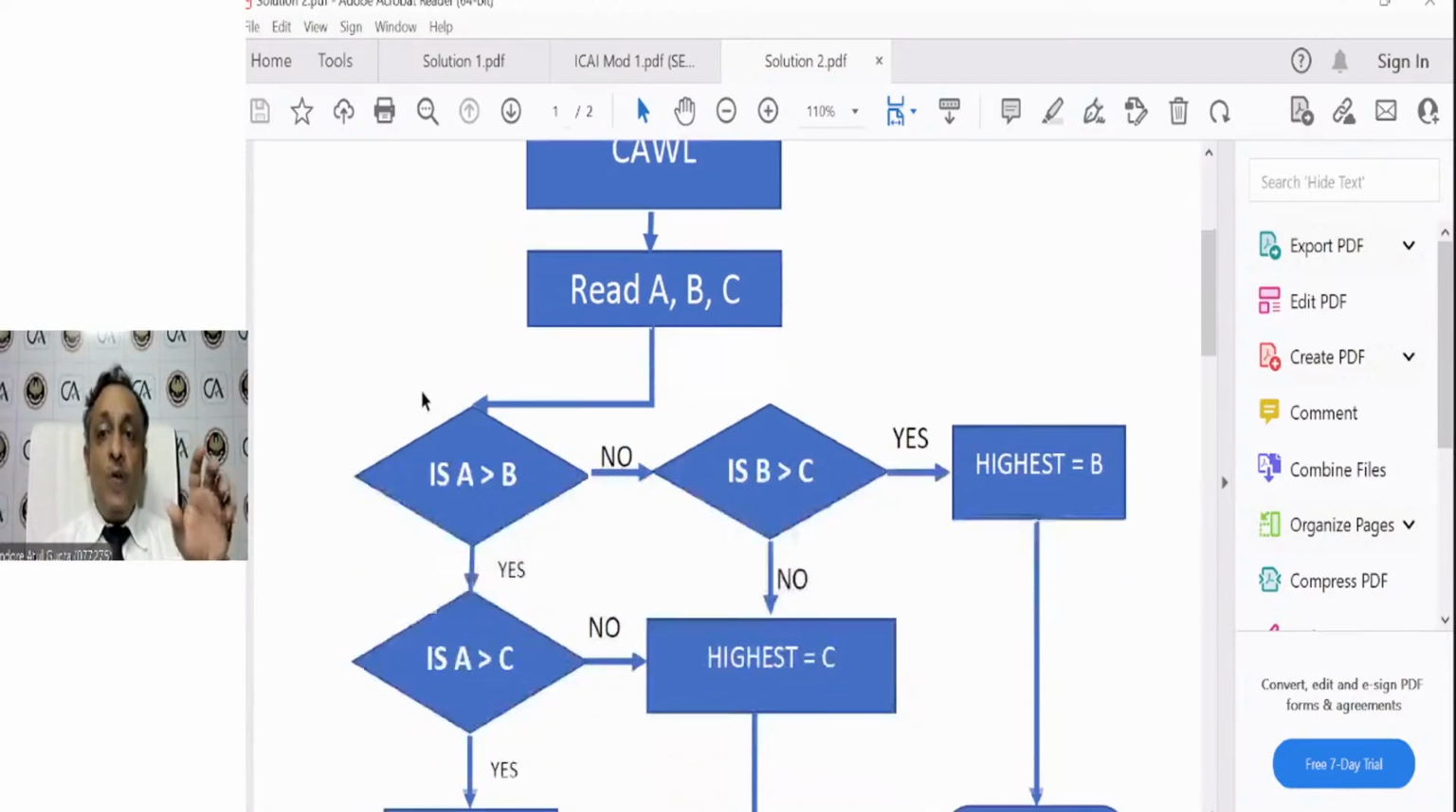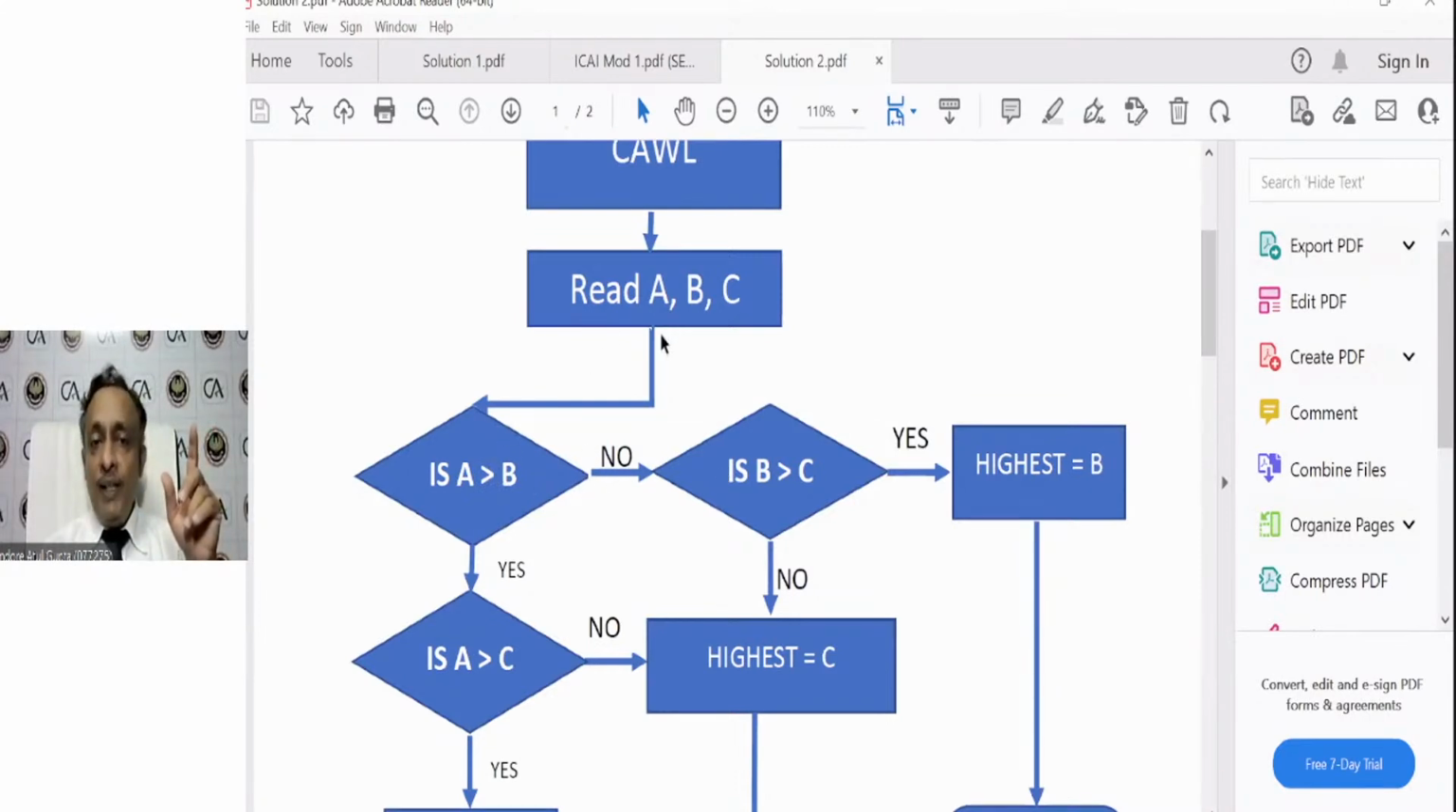So see what happens here. You are comparing A to B. Our values are 10, 20, and 30. The system has read them, and you want to identify which is highest. So the result has to be the highest. So is A greater than B? Is 10 greater than 20? What is the answer? No. So this decision validates a condition and gives an instruction that the answer is no.